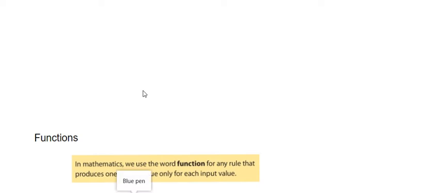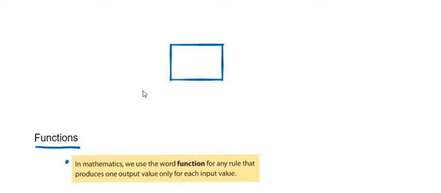Hey guys, so this video is about functions. So this is a basic definition of a function. In mathematics, we use the word function for any rule that produces one output value only for each input value. So the idea of inputs and outputs. So if you're to think of, just say this is a function.